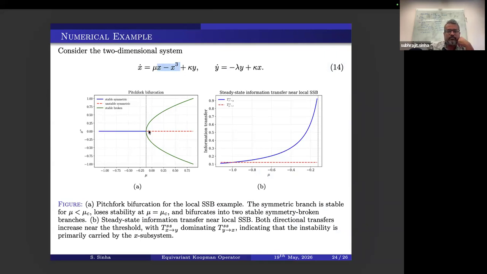So for mu less than 0, we have one stable equilibrium, and as mu becomes positive, this single stable equilibrium splits into two stable equilibria, and the equilibrium at the origin becomes unstable. And now we see that as we increase mu, as we approach mu equals 0 from below, the entropy flow from x to y starts increasing. And in fact, the information flow from x to y increases, but the information flow from y to x doesn't increase that much.